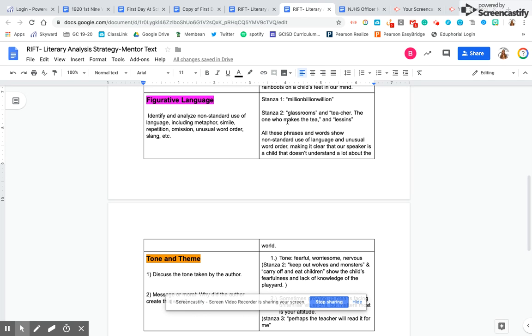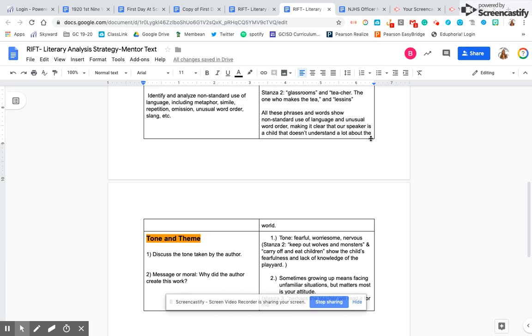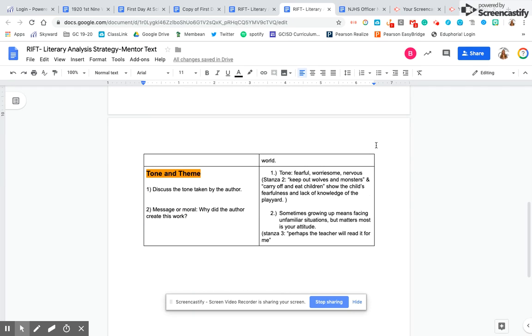And again, you always want to think about what was the purpose behind that, right? It's one thing for it to just be there and kind of funny, but think about what the author was doing. So we wrote that all these phrases and words show the non-standard use of language and unusual word order, making it clear that our speaker is a child. He doesn't understand a lot about this new world that he's a part of. And then lastly, with the tone and theme.